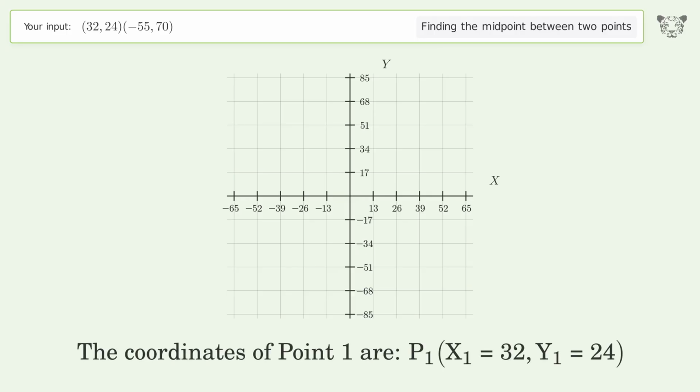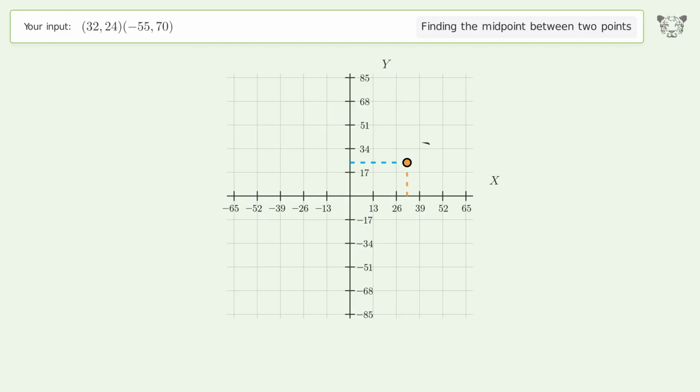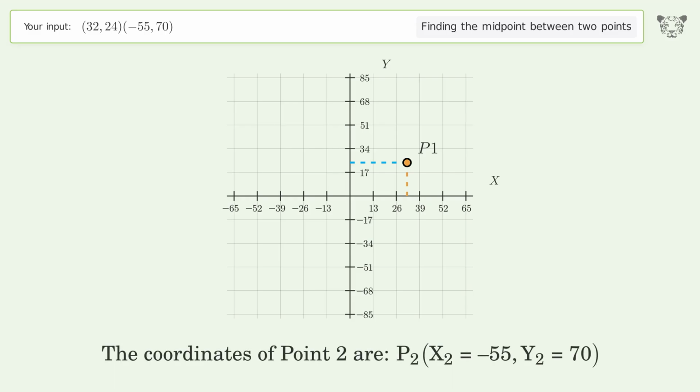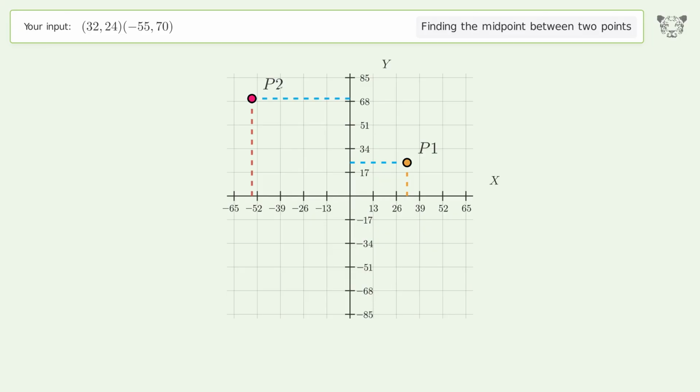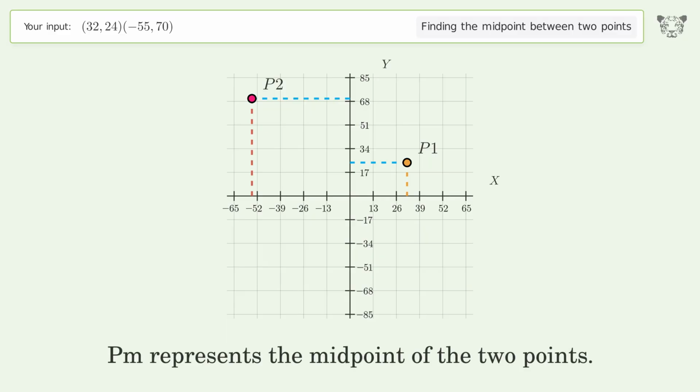The coordinates of point 1 are, x1 equals 32, y1 equals 24. The coordinates of point 2 are, x2 equals negative 55, y2 equals 70. PM represents the midpoint of the 2 points.